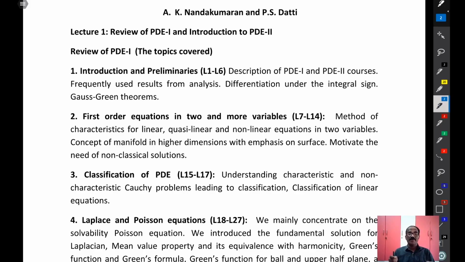You know integration by parts in one dimension, but you also need to know how to do this in higher dimensions. So please get familiar with various fundamental theorems like Gauss-Green's theorem, the divergence theorem, and all that. That is what we did in the first 6 lectures of our PDE course.